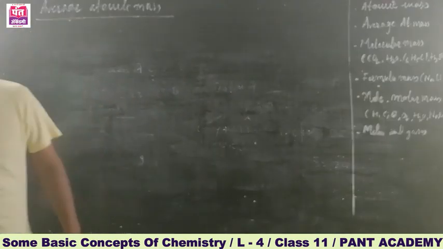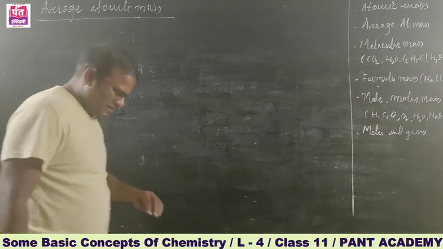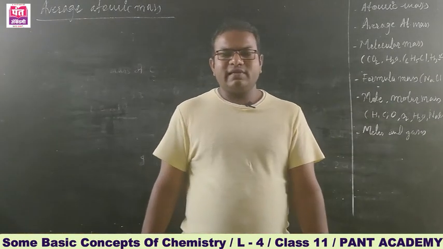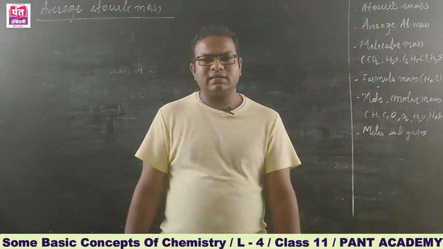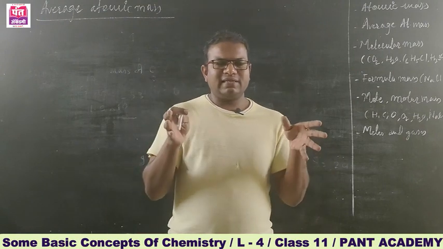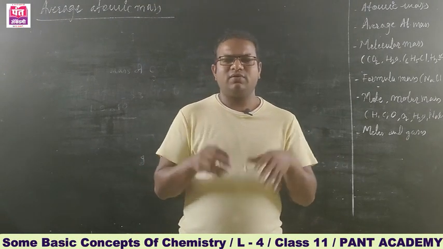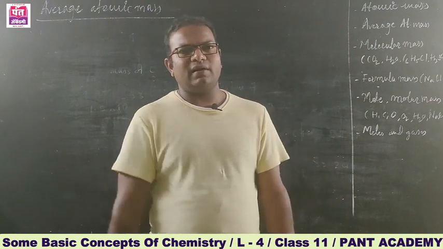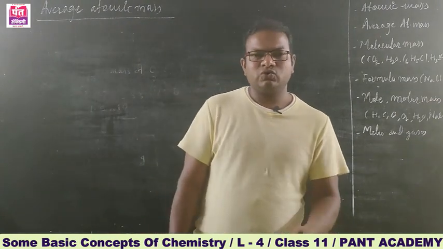Okay, average atomic mass. Now, number of atoms of elements, they are present in the form of isotopes. बऱ्याच एलिमेंटचे atoms किंवा बरेच एलिमेंट हे त्याच्या आयसोटोप फॉर्म मध्ये आपल्याला नेचर मध्ये सापडतात. आयसोटोप्स म्हणजे काय?